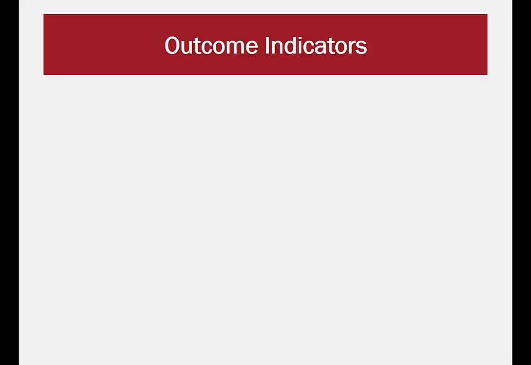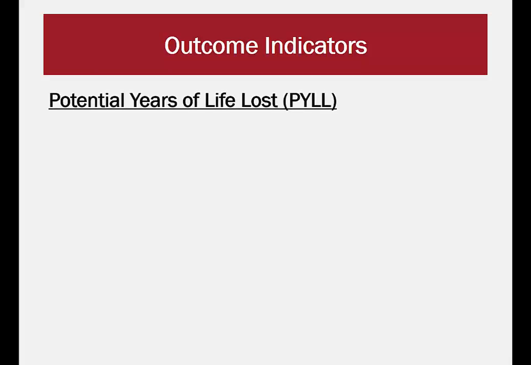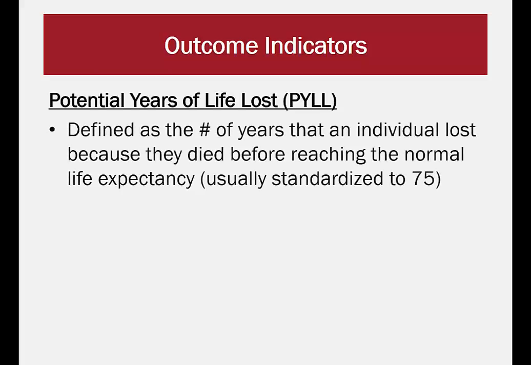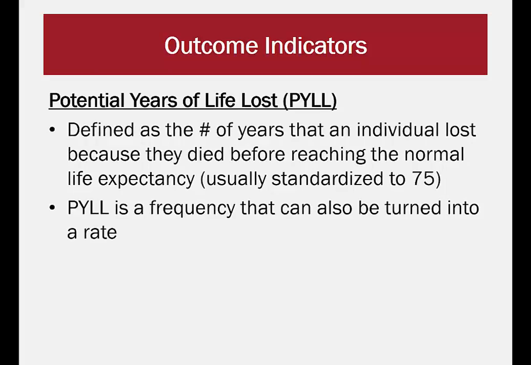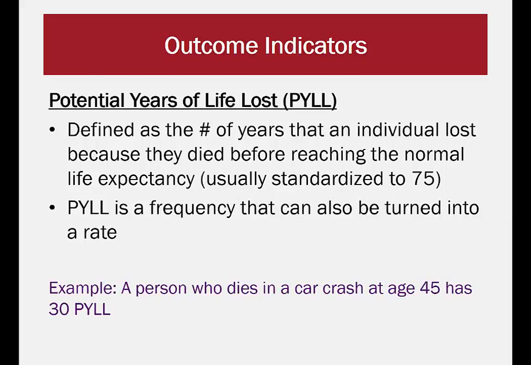One common measure of burden is potential years of life lost, or PYLL. PYLL looks at the burden suffered by individuals who died at a young age. It is calculated by using average life expectancy and subtracting the age at which the person died from a specific injury.